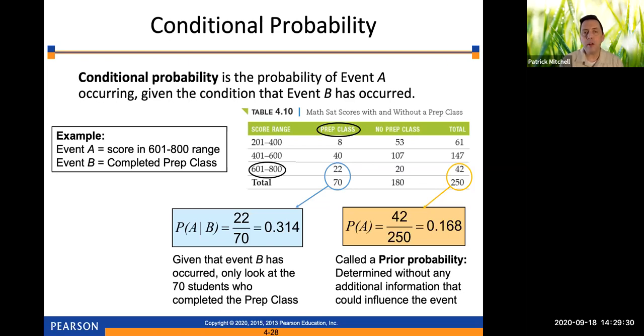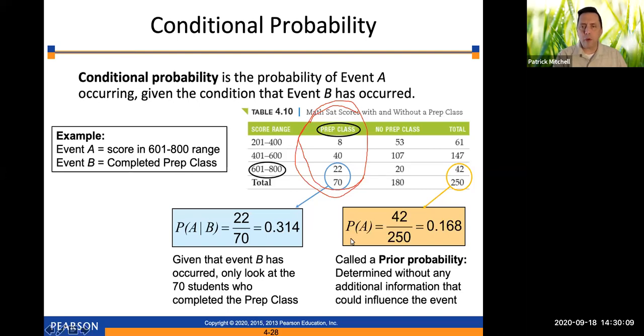So if we wanted to find the probability of A given B, which is the probability that the student scored 601 to 800, given that they completed the prep class, well, what you can do is just think of your entire sample space as being just the students who completed the prep class. So forget about everybody else. And out of those 70 students, 22 of them scored 601 to 800. So the probability of A given B would be 22 over 70, which is about 0.314.